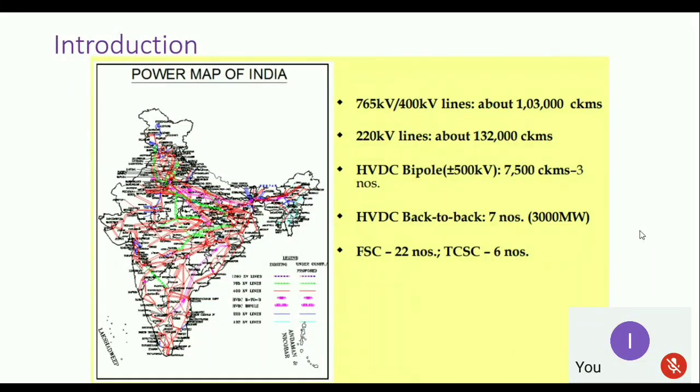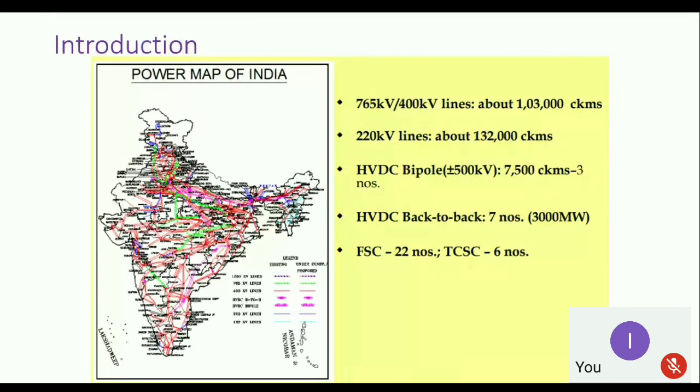3 lines are for 7,500 circuit kilometers, which is bipolar HVDC. What a bipolar HVDC is, we'll do right now. And there is something called back-to-back connection, which is used again for a special use. We'll come to it, back-to-back. So any question from this slide?